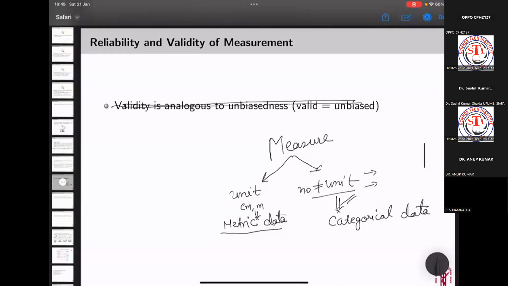Whenever you measure something, you can associate a unit or you cannot associate a unit. If you can associate a unit, it is called metric data. And if you cannot associate a unit, it is called categorical data. Now, this metric data is further categorized into two parts. One is discrete, another one is continuous.